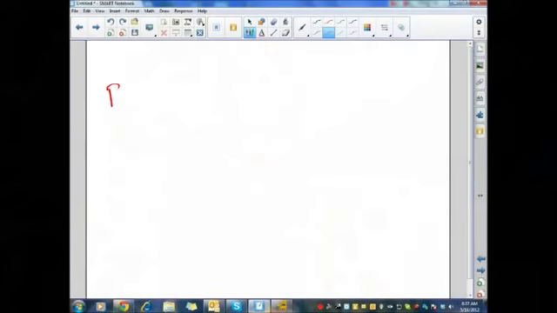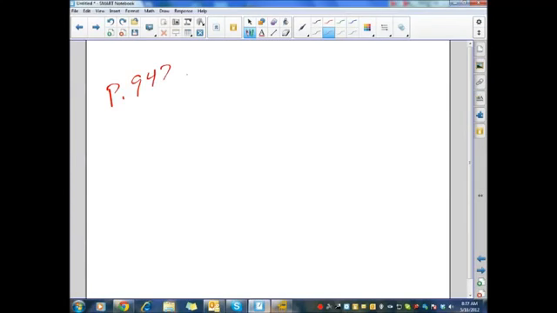Page 947, number 40. Skip ahead to here. If you're not here, go here. The directions say, tell how many solutions that it has. So I don't want to know what the solutions are. I just want to know how many it has. Do you remember how to do that? It was called the discriminant.